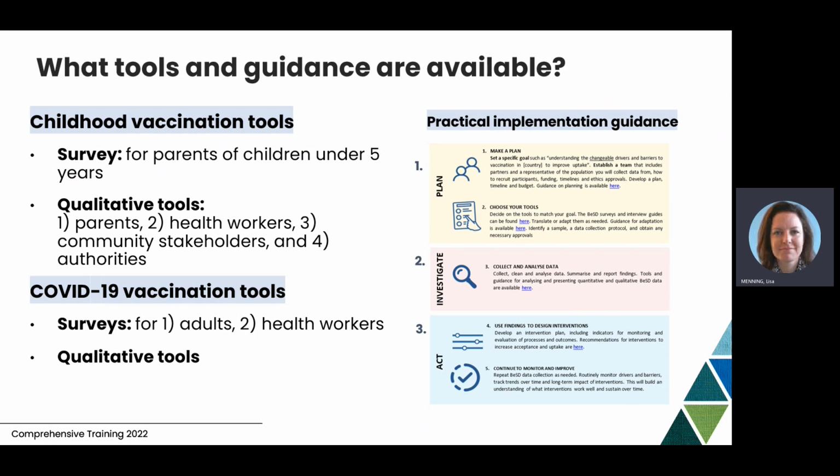And these tools come with practical, very user-friendly implementation guidance, which covers the process of thinking about how to plan to gather this data, how to collect and analyze the data, and lastly, how to present the findings and use this data on an ongoing basis as part of these program planning and implementation processes, and also how to use the tools for monitoring and evaluation of different interventions.